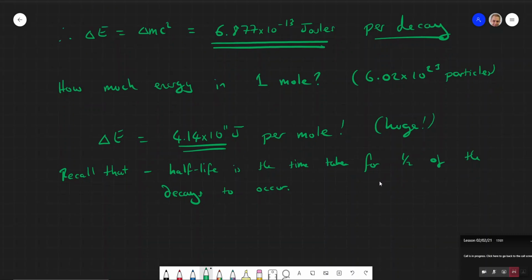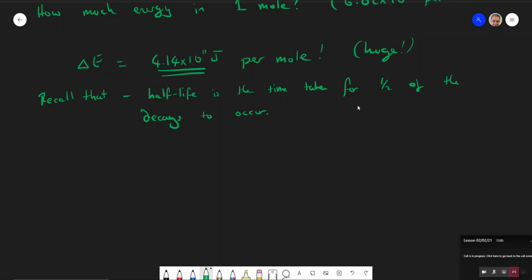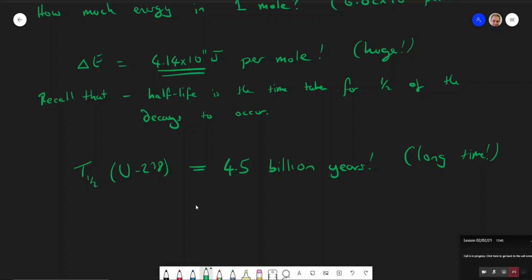We can actually sit there and say, okay, how long is a half-life? Well, I can look up the half-life of uranium-238, and I get a very long time. The half-life of uranium-238 is equal to about 4.5 billion years, which is a long time. So in seconds, we multiply that by 3.15 times 10 to the 7 seconds in a year.